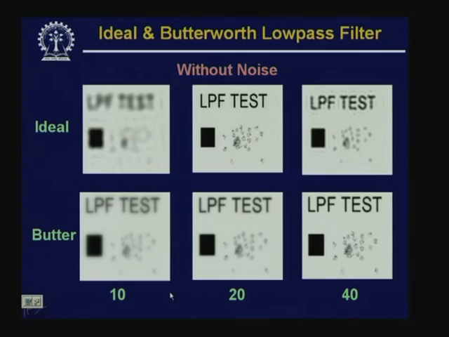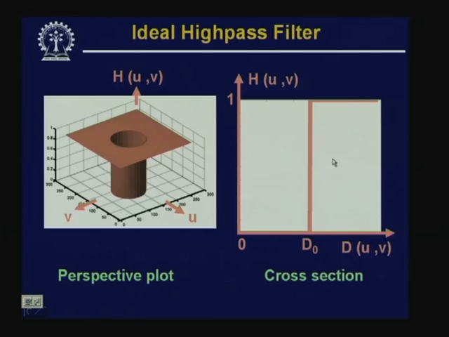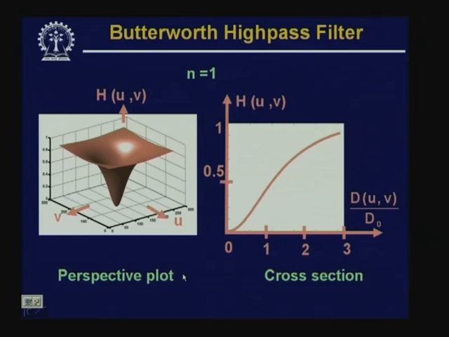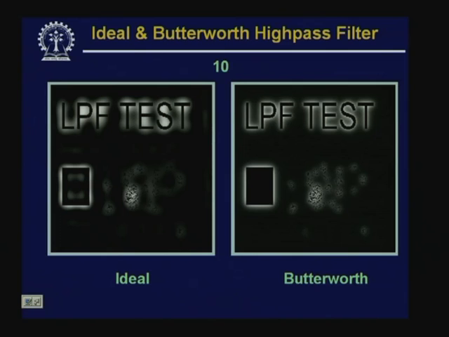So, this is the ideal high pass filter response, where the left hand side gives you the perspective plot and the right hand side gives you the cross section. This shows the Butterworth filter perspective plot as well as the cross section of a Butterworth filter of order 1. If I apply such high pass filters to the same image, the result we obtain is something like this. On the left hand side is the response of an ideal high pass filter, and on the right hand side the response of a Butterworth high pass filter. In both these cases, the cutoff frequency was taken to be equal to 10.